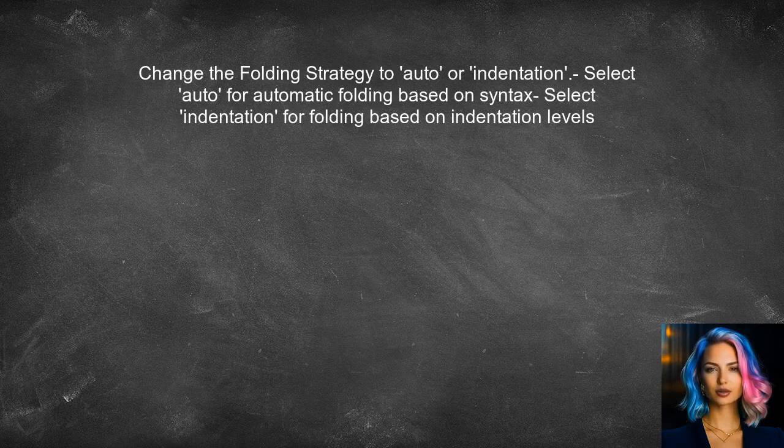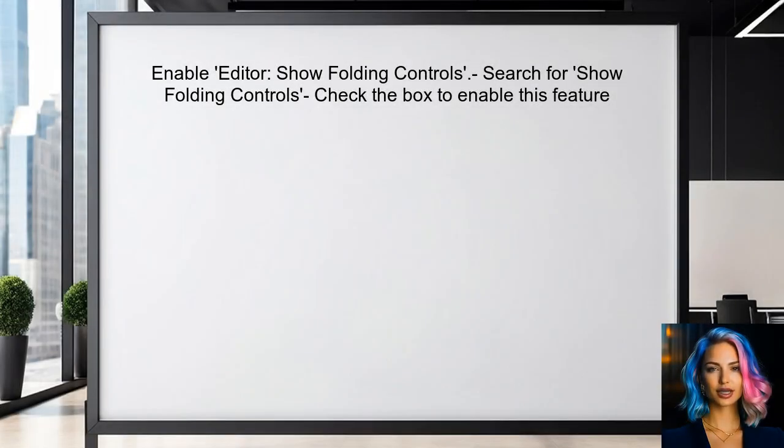This will allow sections to be collapsed or expanded based on the code structure. Finally, the user can enable the setting called Editor Show Folding Controls. This will ensure that the folding controls are always visible.